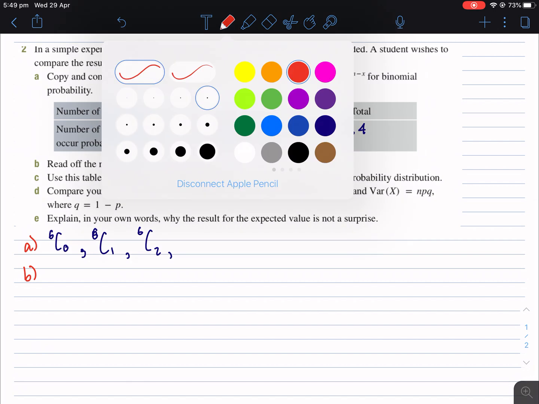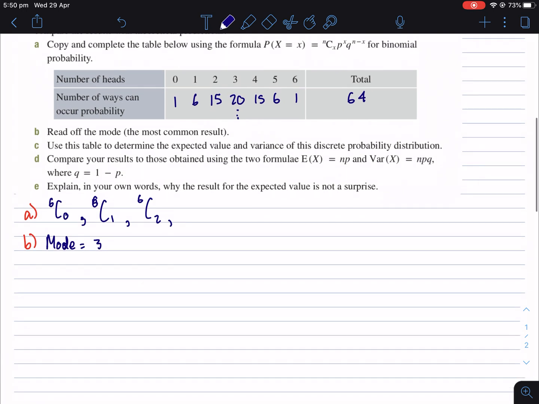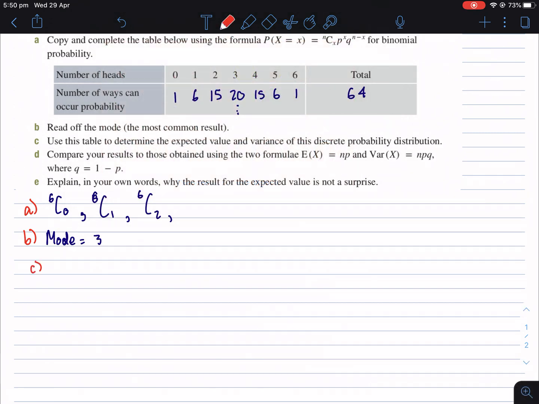Then if we want to read off the most common result, the most common result is the one that can happen the most times. So it's going to be 3, because that can happen 20 times. So everything is like 15 times or 6 times or 1 time. So the 3 is probably going to be the most common. Question C, use this table to determine the expected value and variance.